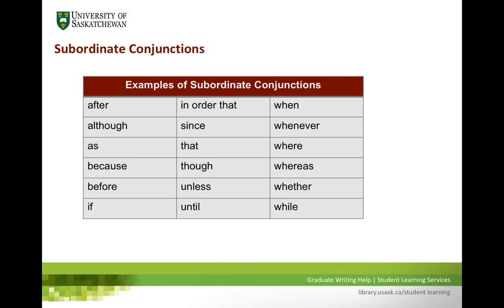Here's an example of subordinate conjunctions that begin dependent clauses. After, although, as, because, before, if, in order that, since, that, though, unless, until. And then W words: when, whenever, where, whereas, whether, while. This is just a sampling of subordinate conjunctions.